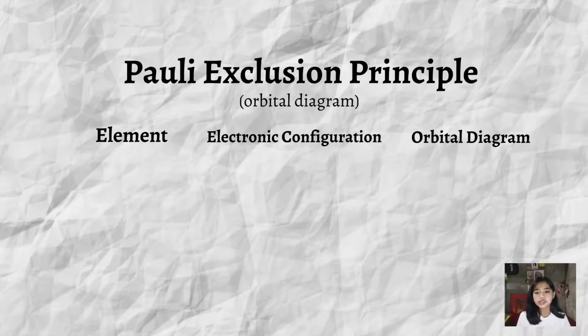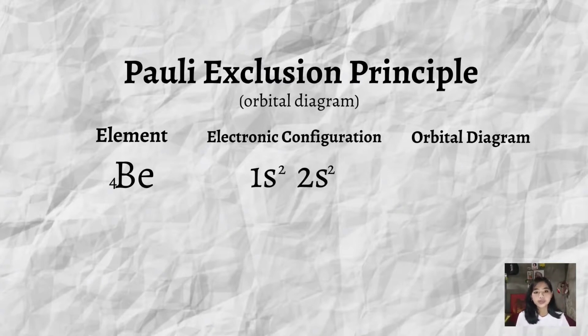The Pauli exclusion principle states that no two electrons can have the same 4 quantum numbers. Electrons in the same orbital must have opposite spins. For the example, let us use the element beryllium with an atomic number of 4, and the number of electrons is also equal to 4. So the electronic configuration of beryllium is 1s superscript 2 and 2s superscript 2.